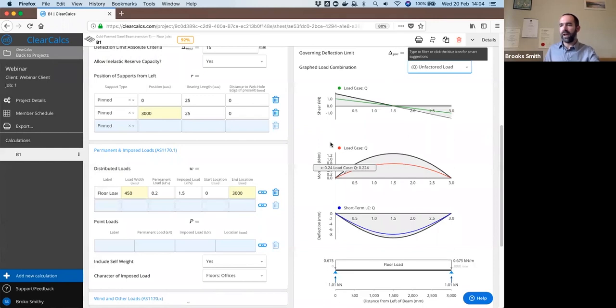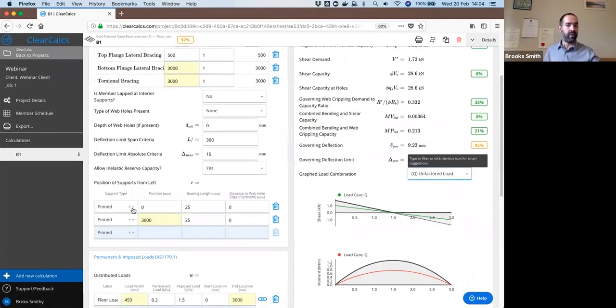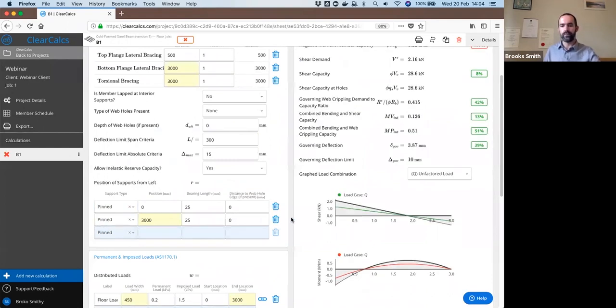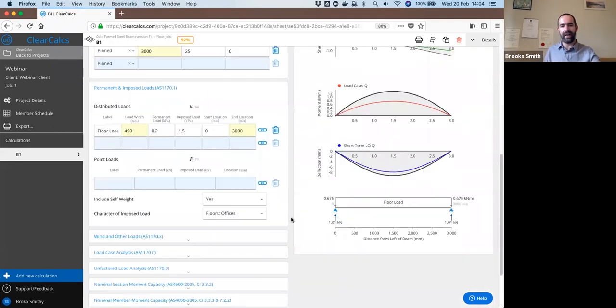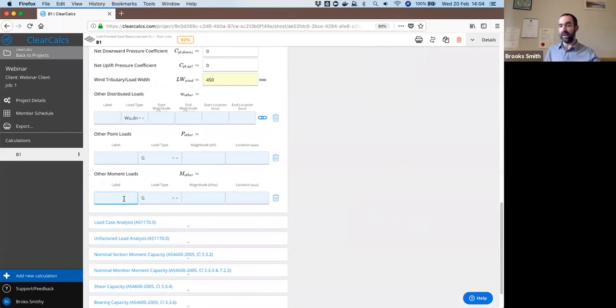So for a simply supported section, if you want to assign a moment connection to both ends, such as if you have a fully fixed section, then we allow you to just select simply pinned or fixed for support type. You can also apply a concentrated moment within a table here if you have a moment that you're applying as well.